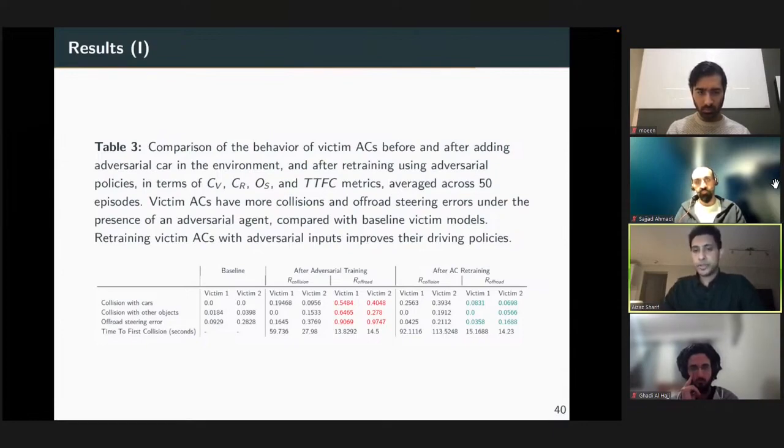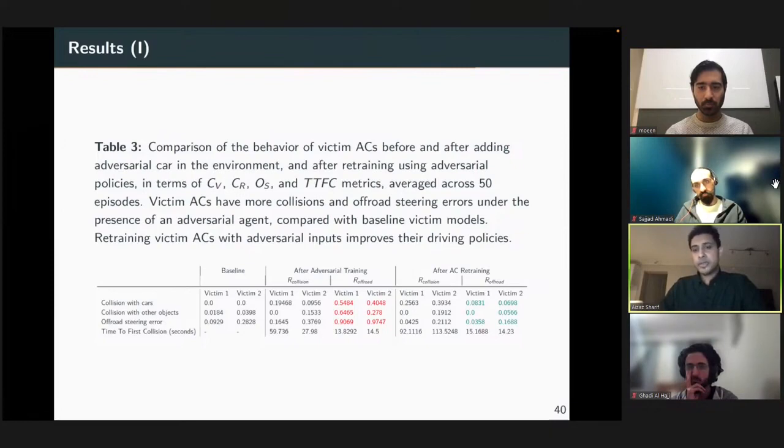In the middle four columns, we bring in our adversarial training and testing. And we can see that by bringing in the adversaries, the victims started to collide a lot, and they also had a lot of off-road steering errors. But one thing to note is that between the two types of adversaries, the off-road based adversary performed much better in exposing the vulnerabilities, even while keeping a distance.